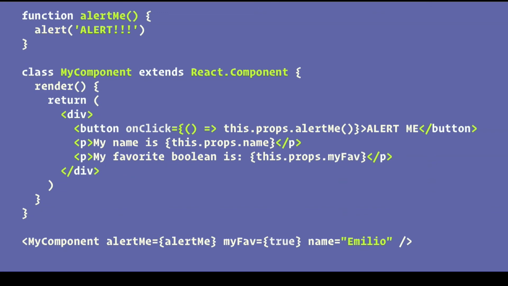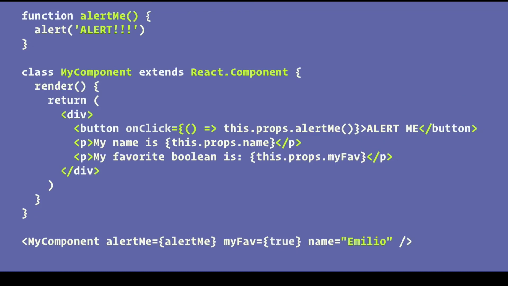So for example, there's a function alertMe, it just has an alert. In the middle is your React component. The component's name is MyComponent. It has a render method. It returns some JSX. But if you look at the button, it has an onClick function where it says, okay, here there's an anonymous function and this.props.alertMe. So what's props? What's this.props?